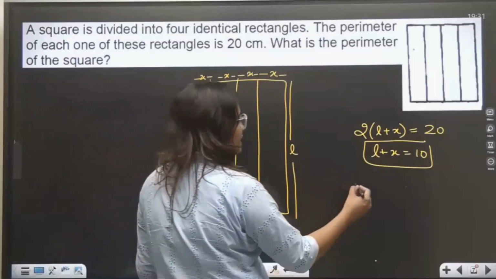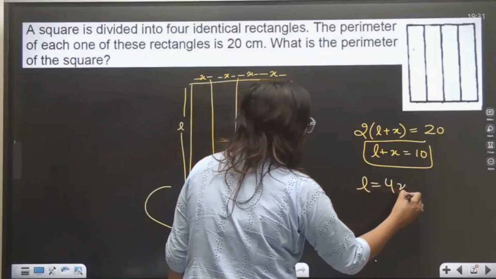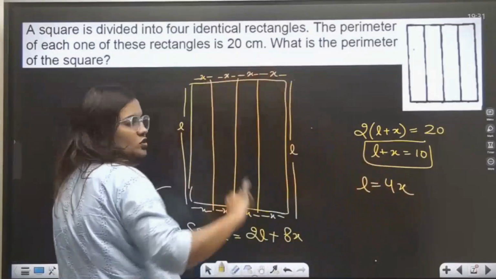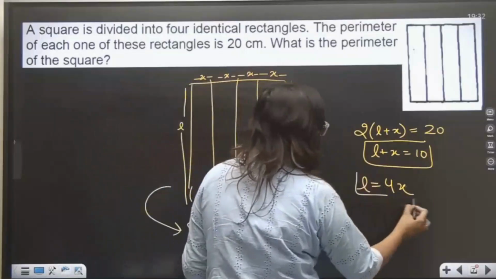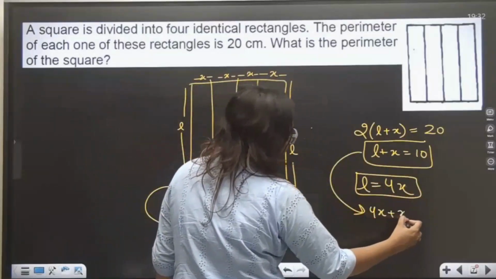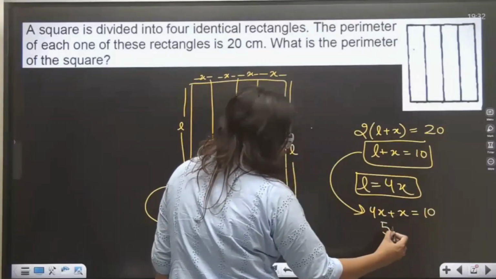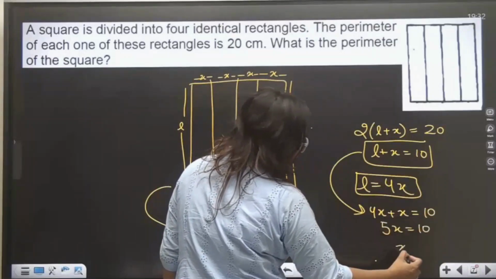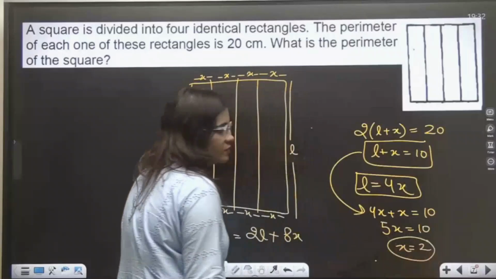Yes. So you know that it is a square. That means L is equal to 4x. This length is equal to this length. So L is equal to 4x. So if you put here 4x plus x equals 10, then 5x is equal to 10. So x comes out to be 2.